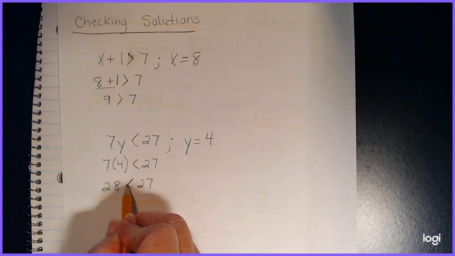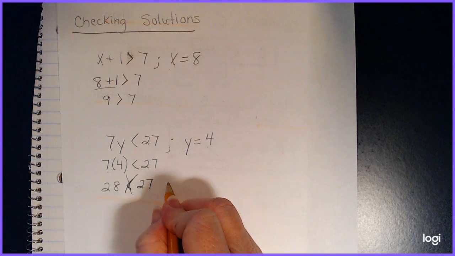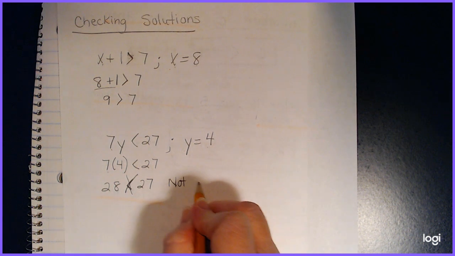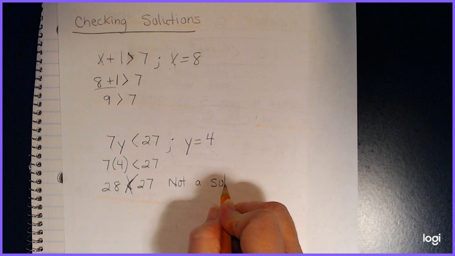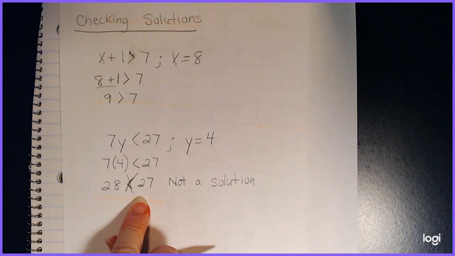So sometimes you'll see people do something like this. They'll just kind of cross it out like this. Some people will write "not a solution." So we found out that the number 4 does not make this inequality true.